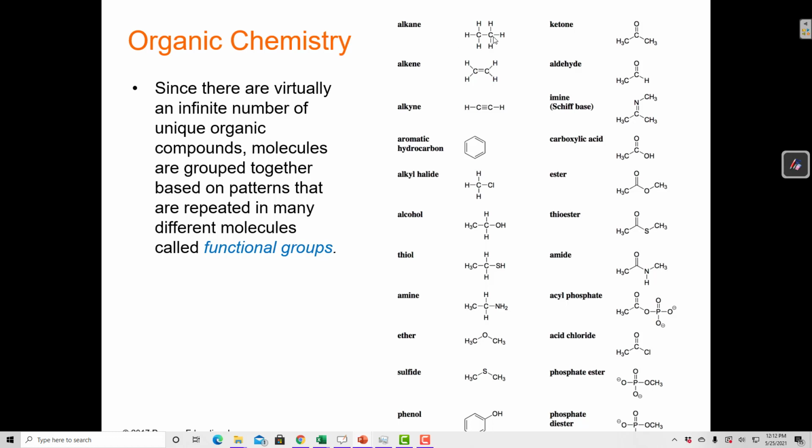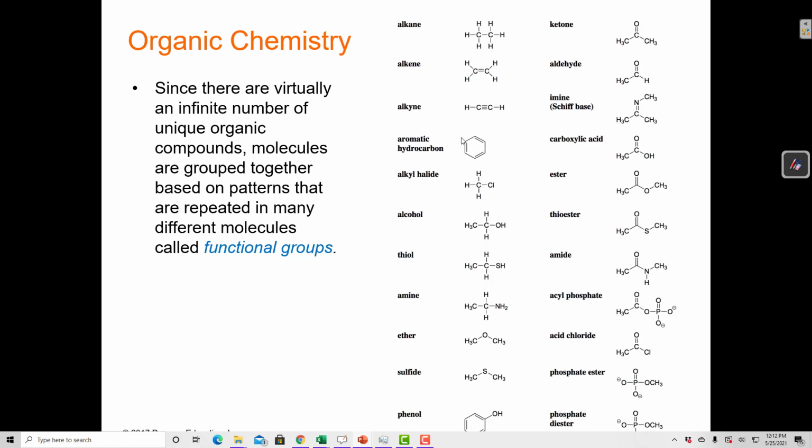So carbon-carbon single bonds: it doesn't matter what molecule the carbon-carbon single bond is in, it is going to behave pretty much the same way in any molecule that it's in. Therefore, when molecules contain a carbon-carbon single bond, we can call those molecules alkanes. That's the functional group. Carbon-carbon double bonds are called alkenes. Carbon-carbon triple bonds are called alkynes. A specific circular arrangement of double bonds like this we call aromatic.